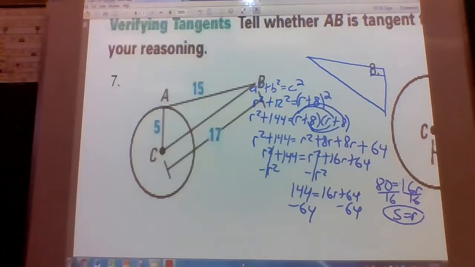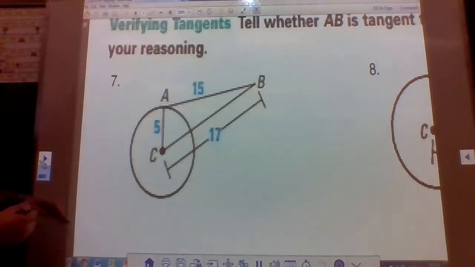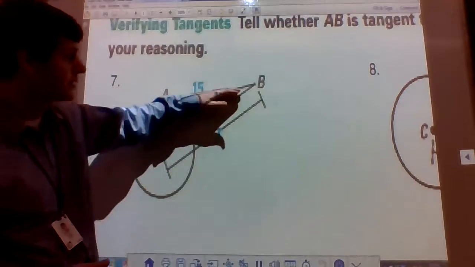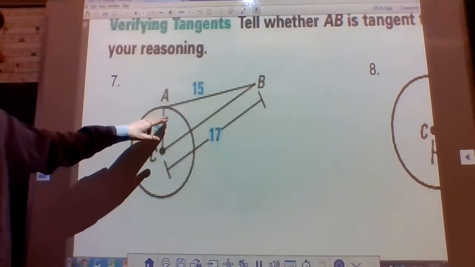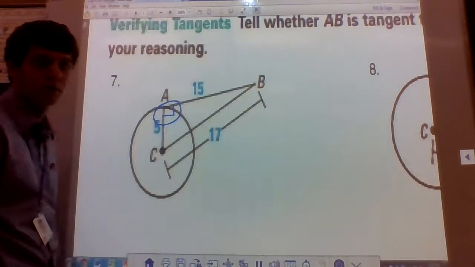Okay. 7 and 8 asks us, are the lines tangent? So to determine if the lines are tangent, we're going to need to show that we have perpendicular lines. So to show that AB is a tangent line, we need to show that we have a right angle here. This is what we're trying to show.